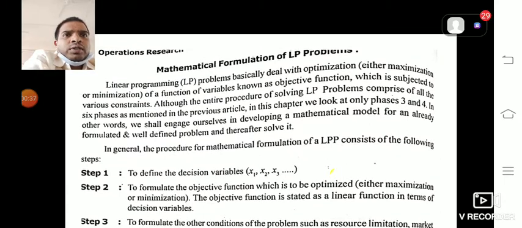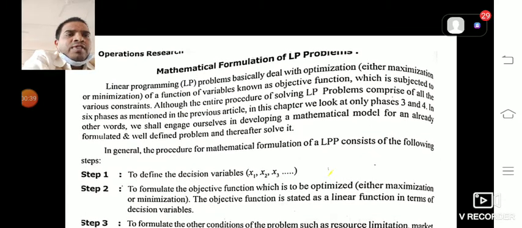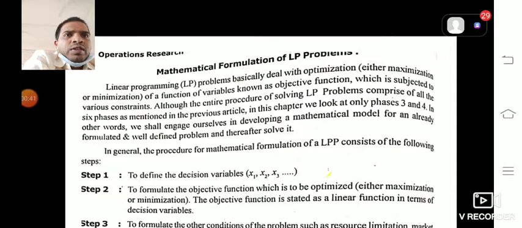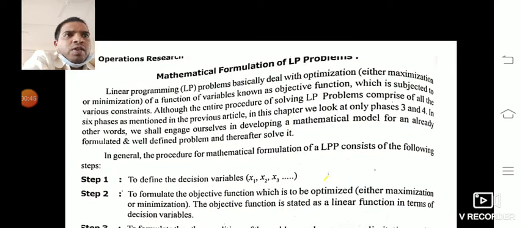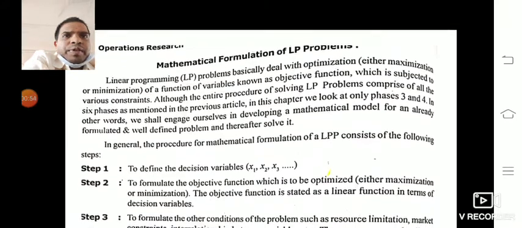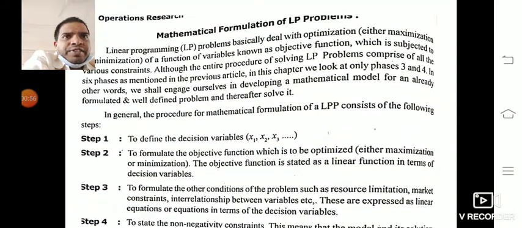of a function of variables known as the objective function. The optimization function may be either maximization or minimization, which is subjected to various constraints. Although the entire procedure of solving an LP problem comprises all 6 phases, as mentioned in the previous video lecture.